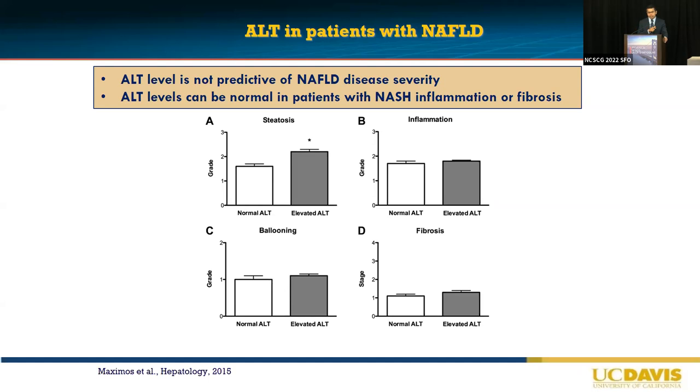As shown in this very nice set of bar diagrams, we can see that even in patients with significant inflammation or significant fibrosis, almost half of the patients do not have elevated ALT. And that's a very important concept to keep in mind, that your patient might have quite bad disease, but they might not have elevated ALT. But in those who have elevated ALT, there is a very high likelihood that they have NASH, which again is the presence of inflammation with or without the presence of fibrosis.